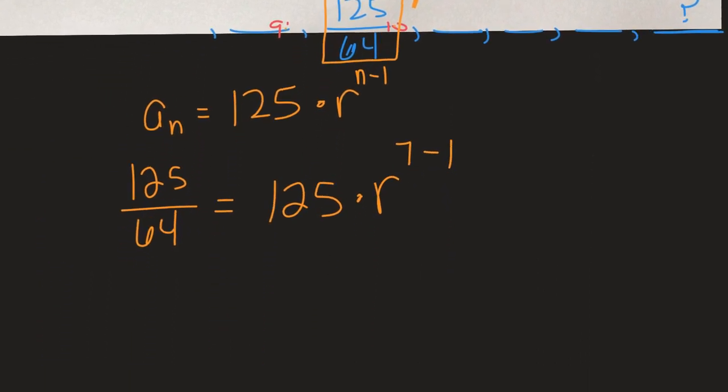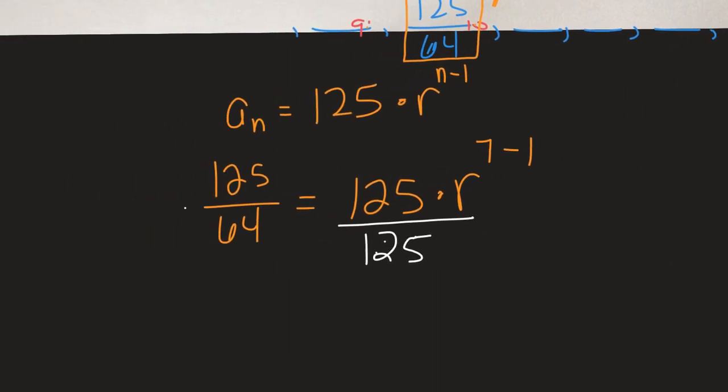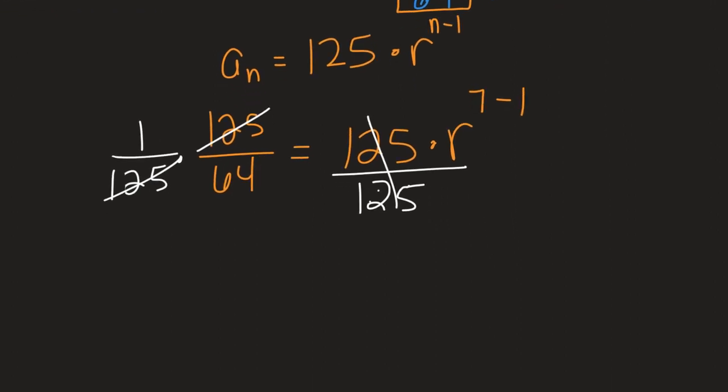Okay, so the first step in solving this would be to divide by 125. When I divide over here, rather than actually dividing, I'm going to multiply by the reciprocal, just because it looks better. My brain likes to see this, because now I know I can simply cancel out those 125s, and cancel out this 125 also. So now I have 1 over 64 equals r to the 6th power.